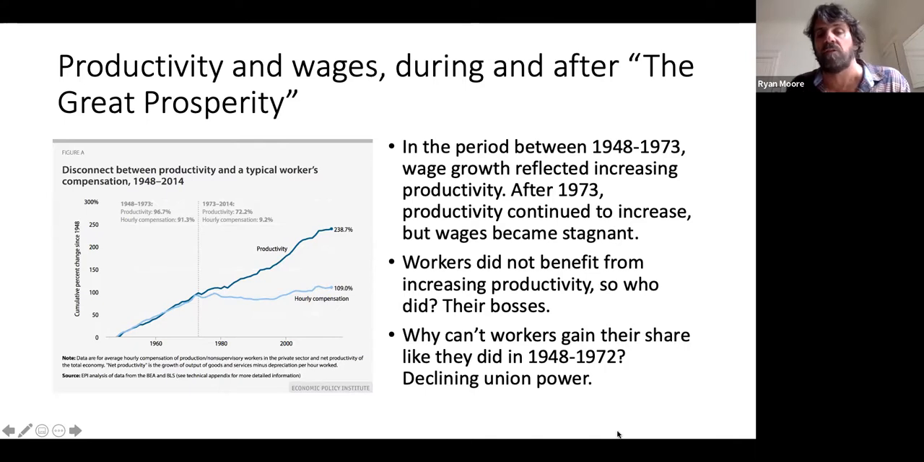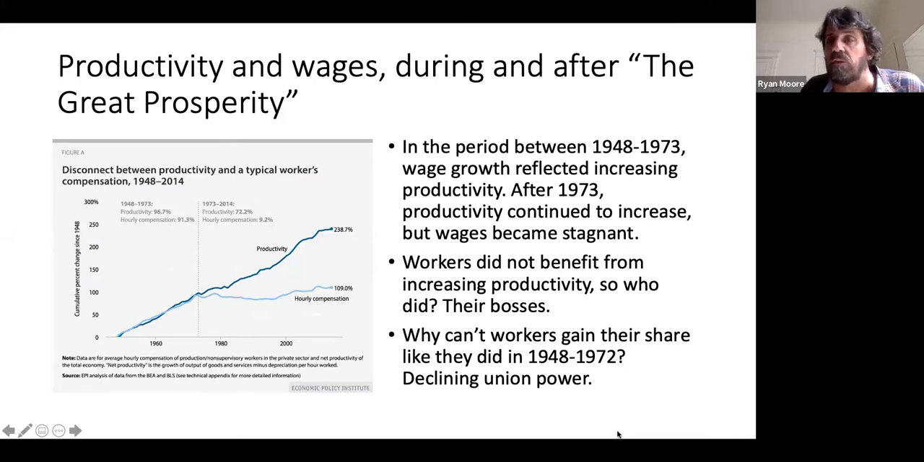And then you notice that the two lines totally diverge beginning in the 1970s, around 1973. Hourly compensation flattens. So wages are not going up anymore. They're basically just stagnating and barely keeping pace with inflation, whereas productivity is continuing to rise. So the economy is more productive, but now workers aren't seeing that productivity reflected in bigger paychecks.